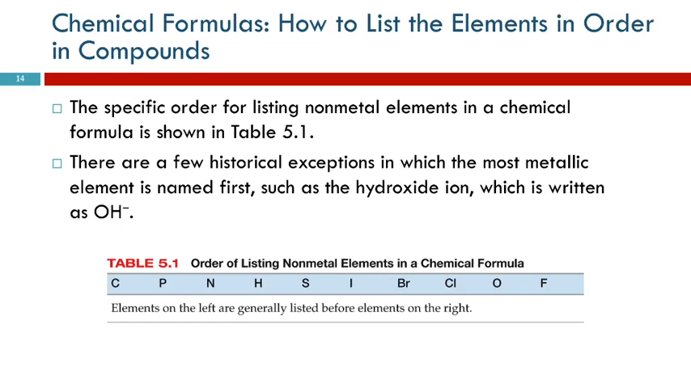This is the specific order. I'm not going to hold you to that, but if you're doing something in a homework and you need to look it up, it's there in Table 5.1 in your textbook. There are some historical exceptions. The one we'll see the most is hydroxide ion. According to the rules, we should put hydrogen first and then oxygen, but we don't. It's just a historical thing.